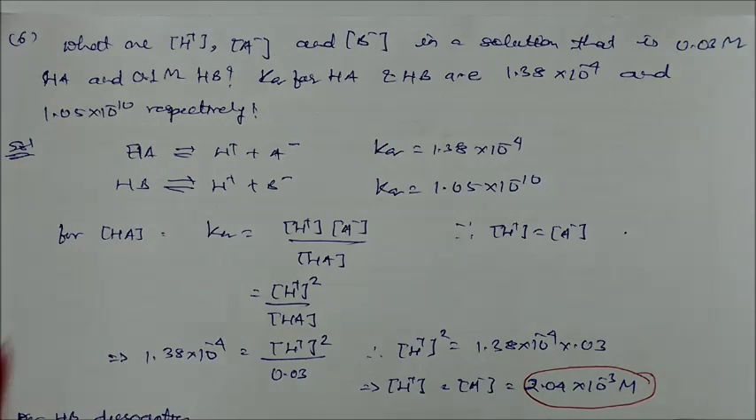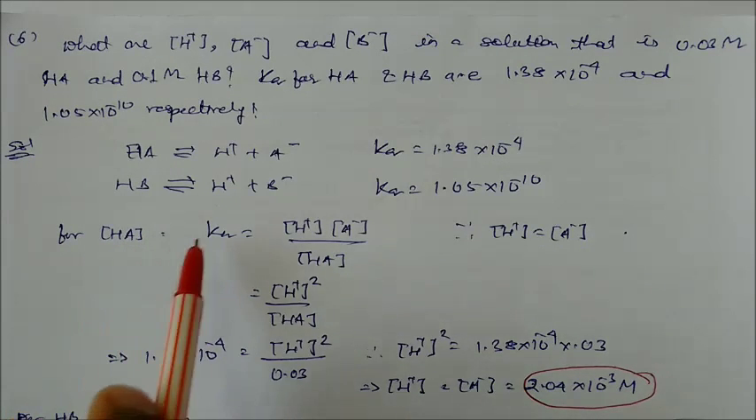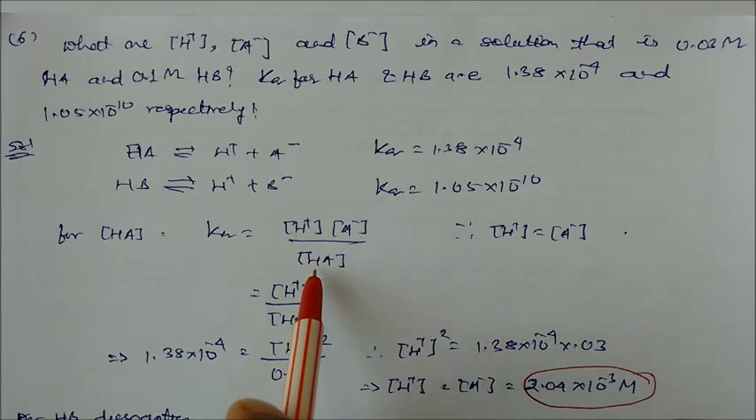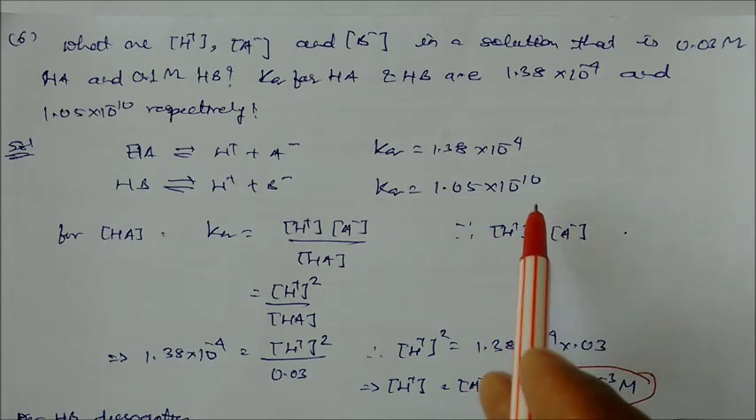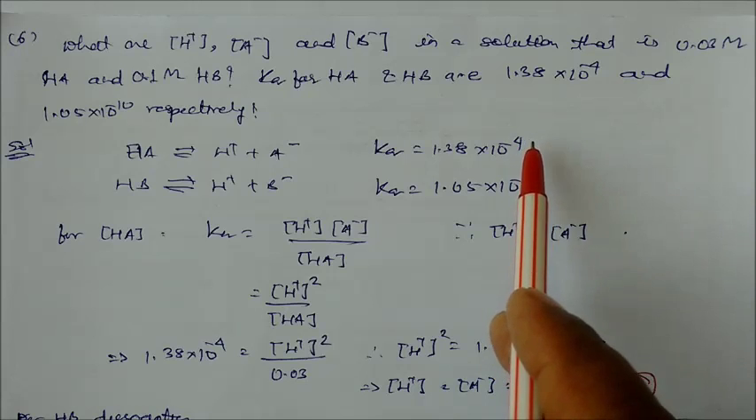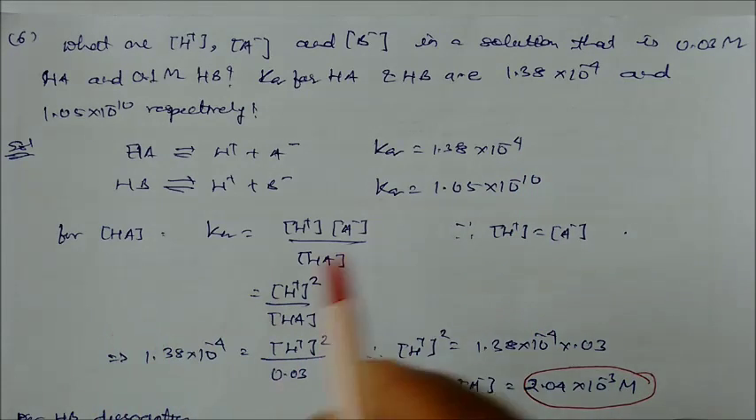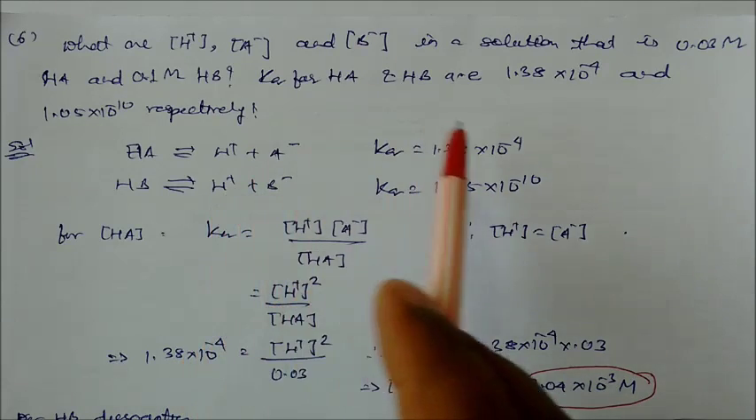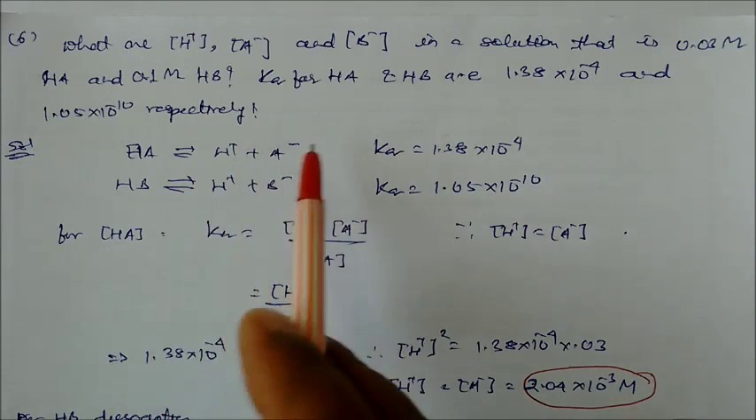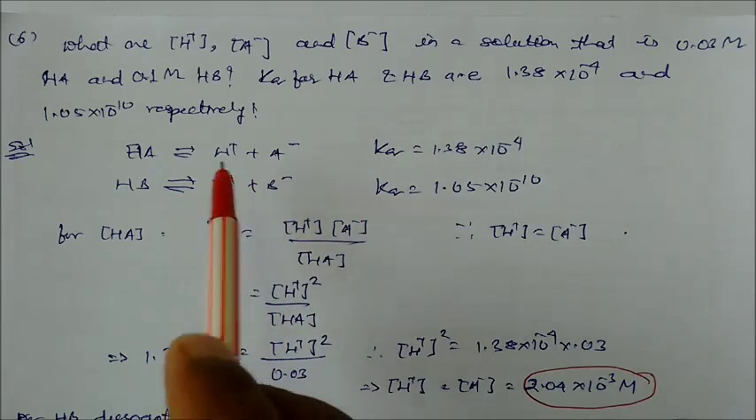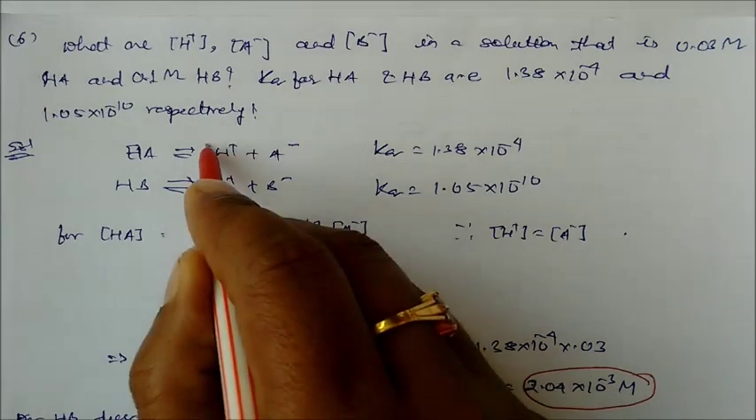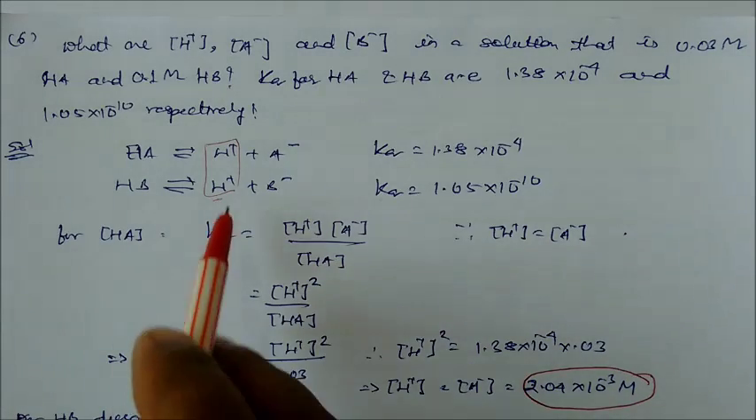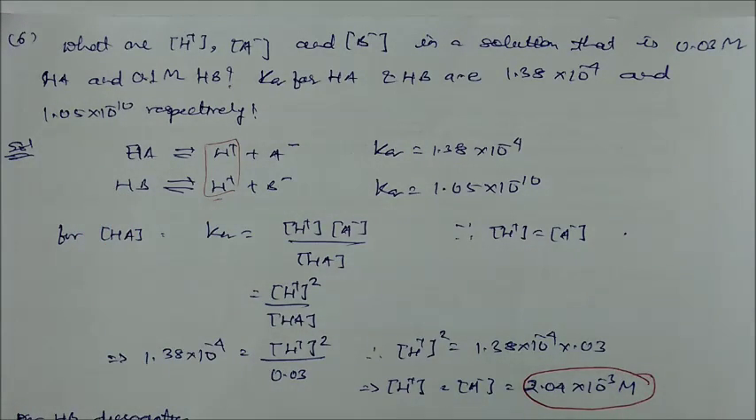For HA, let us take HA first. K we can write in this form: the product of the concentrations divided by HA. Comparing the two, HA is more acidic and HB is less acidic. So in this case we can ignore the concentration of H plus from HB, but for HA we cannot ignore the concentration because both are present in the solution. In a solution, due to the common ion effect, the concentration of H plus will be less effective. There is more product concentration.